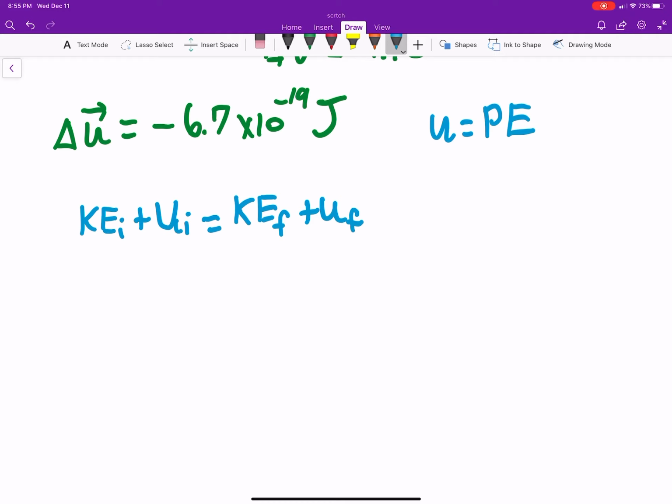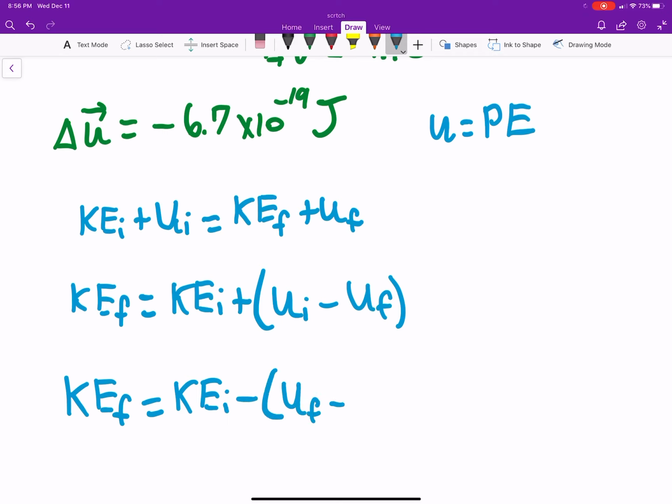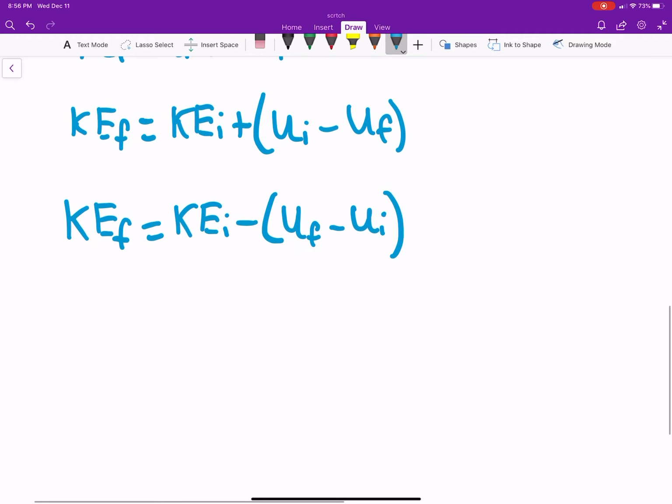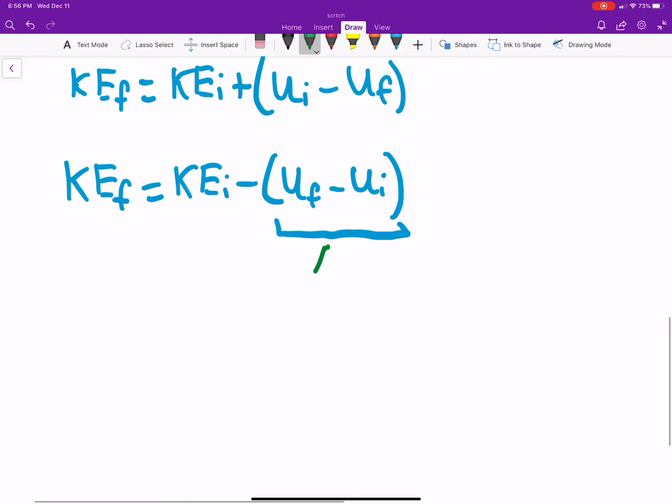Okay, so anyways, kinetic energy final is going to be equal to kinetic energy initial plus, and I'm going to put parentheses around here, potential energy initial minus potential energy final. Or I could factor out the negative here. And kinetic energy final is going to be kinetic energy initial minus your potential final minus your potential initial. And hopefully you see that this is just delta U, final minus initial.